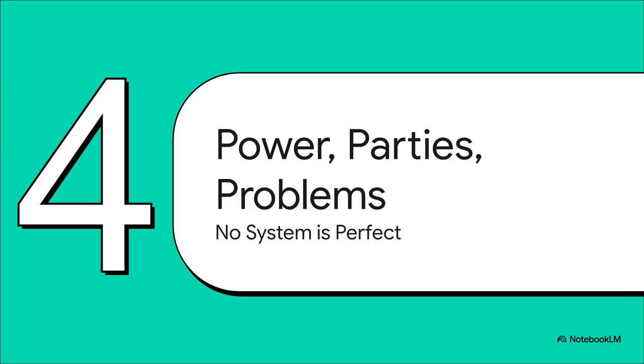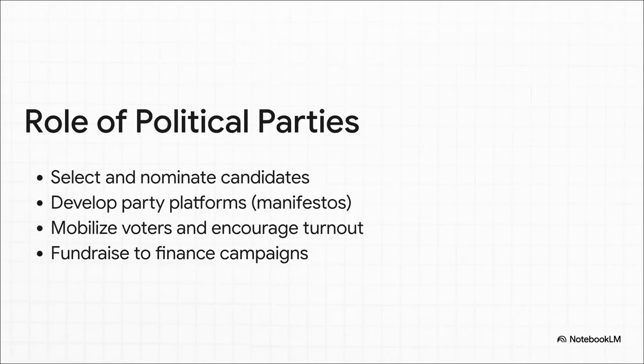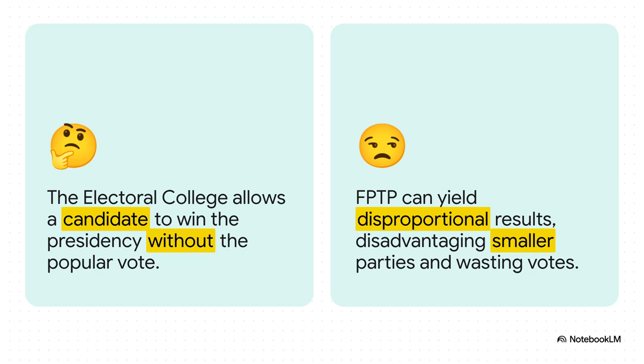Now, of course, these systems don't just run on autopilot. They're fueled by political parties. And that adds a whole other layer of complexity. And, yeah, a few problems. Because as we're about to see, no system is perfect, not by a long shot. In both countries, you can really think of political parties as the engines that make everything go. They're the ones picking the candidates, writing the platforms, getting people excited to vote, and raising all that cash you hear about. But each system has its own big headache.